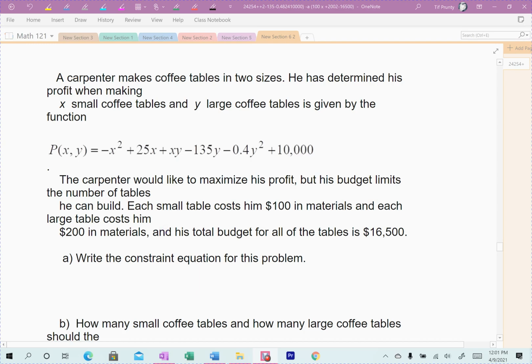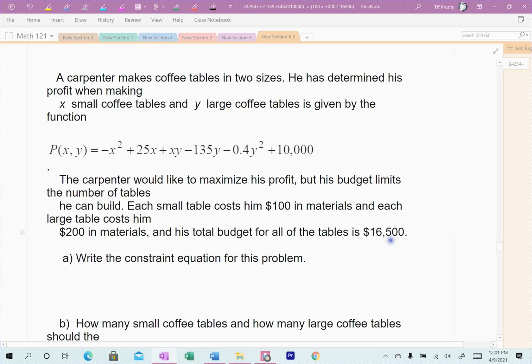Alright, the next application. So we have a carpenter who makes two different size tables. He's determined his profit equation, given by that P equation, where X represents small tables he creates and Y represents large tables. He wants to optimize, maximize profit, but he's limited to a certain budget.